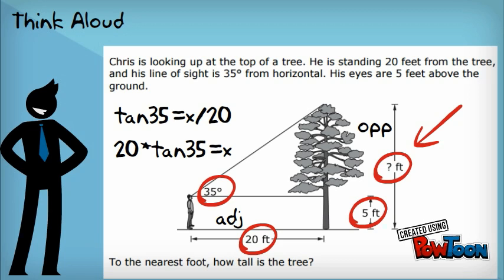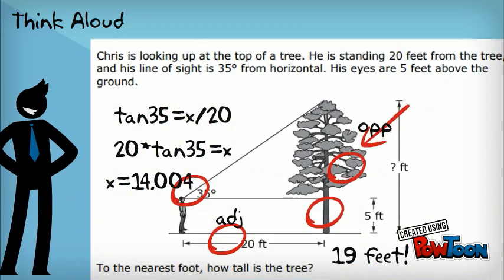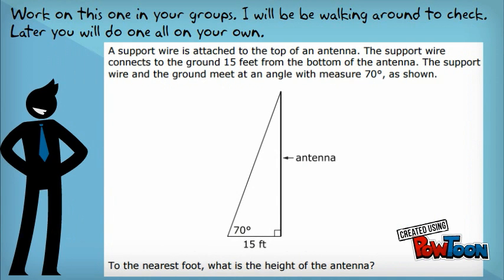I'm going to multiply 20 times the tangent of 35 to get x, but it's important to remember that that x is only the top part of the tree. So if x equals 14 and I add 5, I will get the correct answer of 19 feet for the height of the tree. Work on this one in your groups. I will be walking around to check. Later you will do one all on your own.